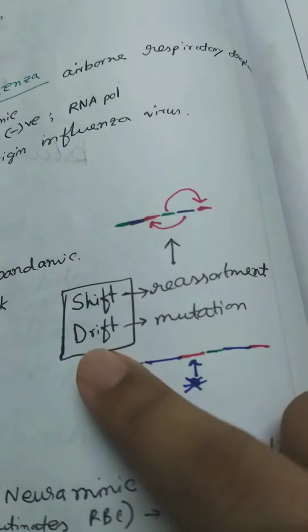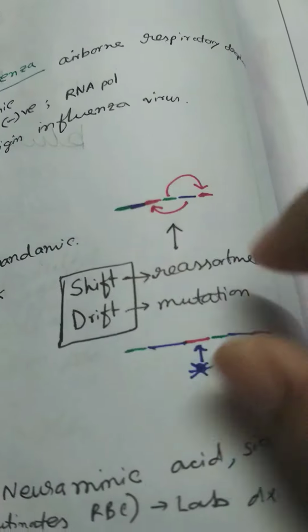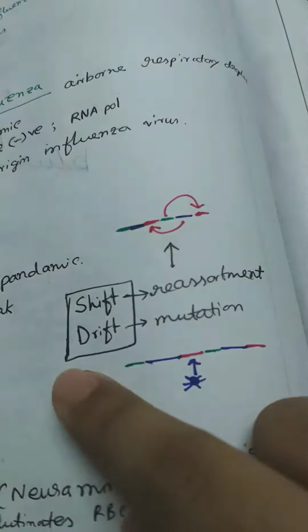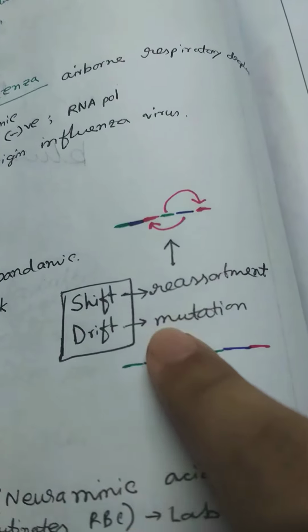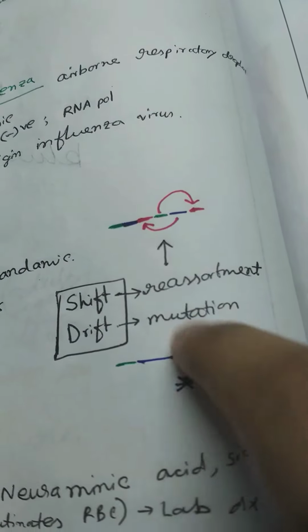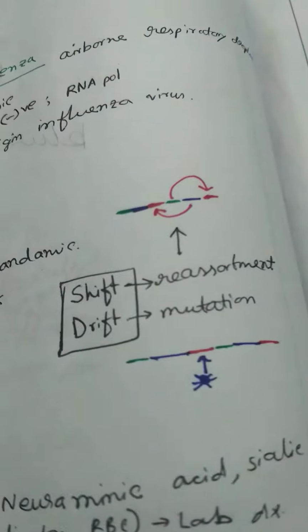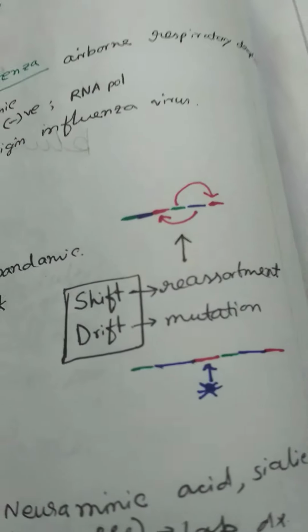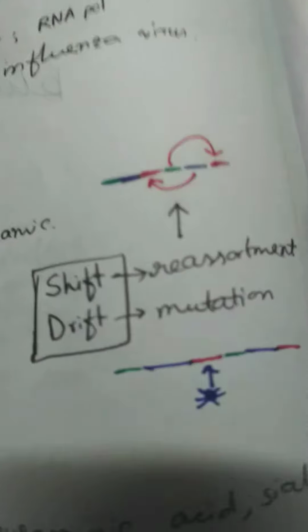Antigenic drift is the minor change and shift is the major change. Drift is minor change which results from mutation. Like here a mutation occurred and some change may occur. This is the drift. This is for yearly epidemics.